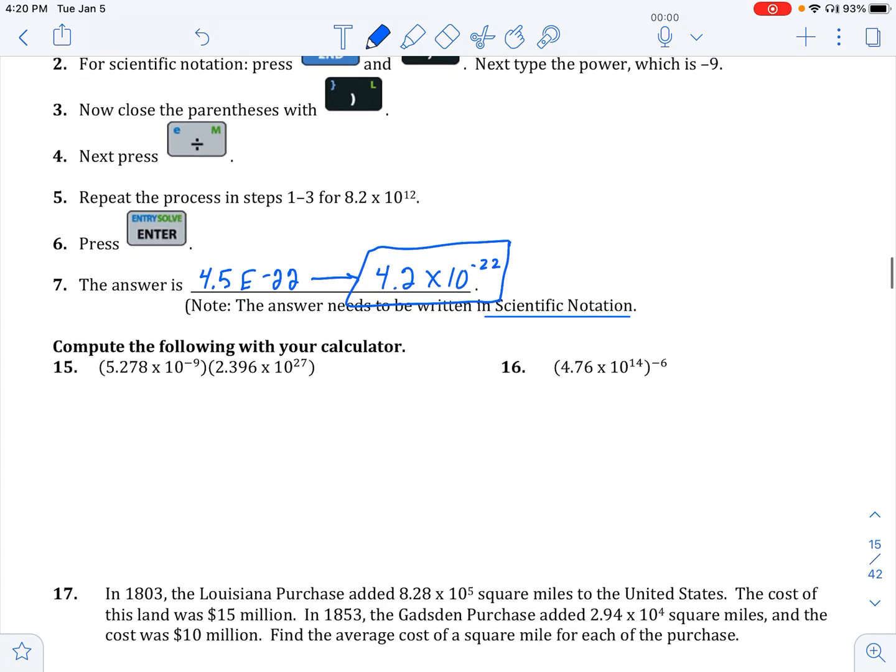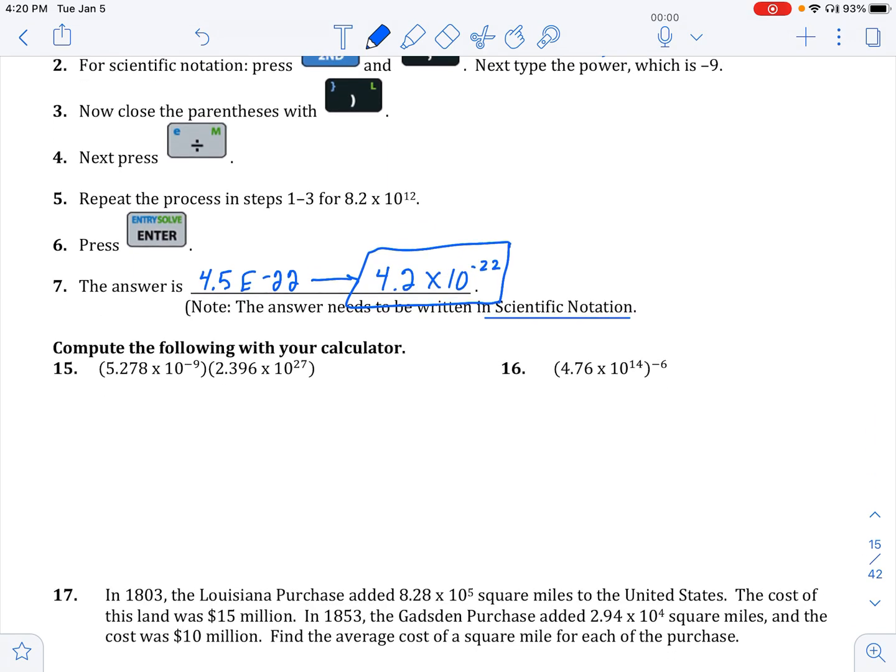Let's try two more problems like this. In number 15, type it in your calculator, 5.278 times 10 raised to the negative 9. It's important that you keep these in parentheses. You could also use that second and the E button if you don't want to do times 10 to a power. And then from here, we're going to write 2.396 times 10 to the 27th. Remember, this here means approximately.